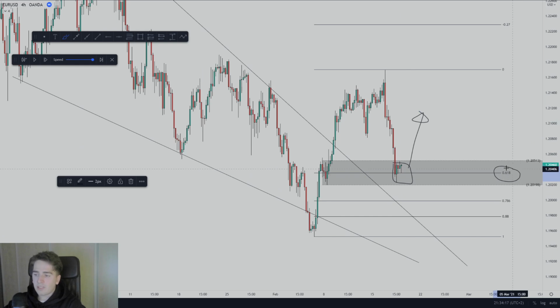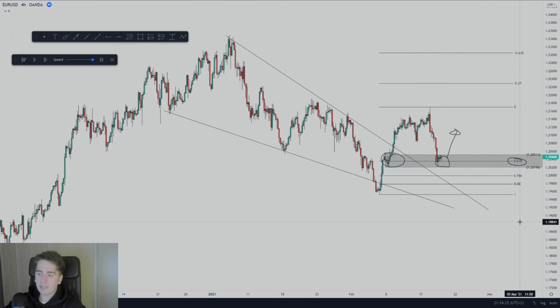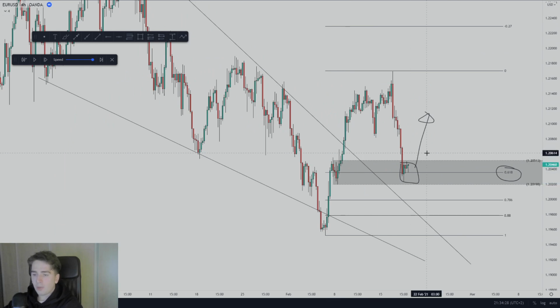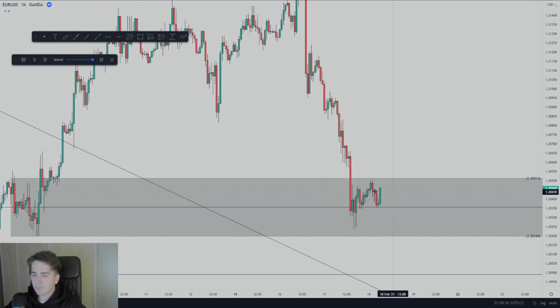Why? Well, we have the 618 fib retracement alongside the 4 hour basing structure, which is also a daily basing structure, and we have a breakout out of that descending daily wedge. So in these kind of situations, what you can now do is start looking for an entry. So if you want an entry, dive in towards, let's say, the 1 hour time frame.